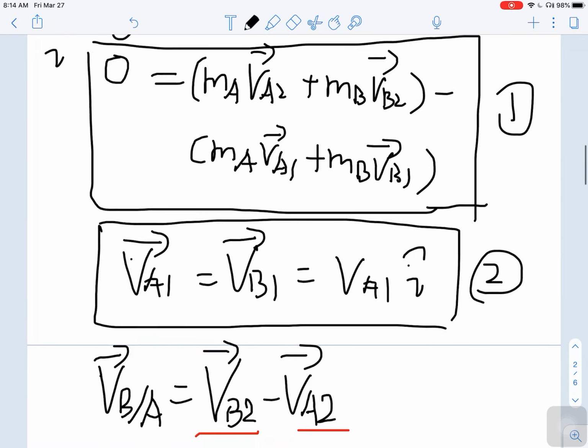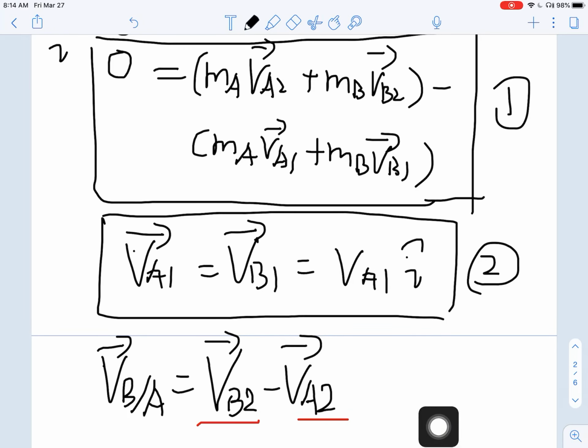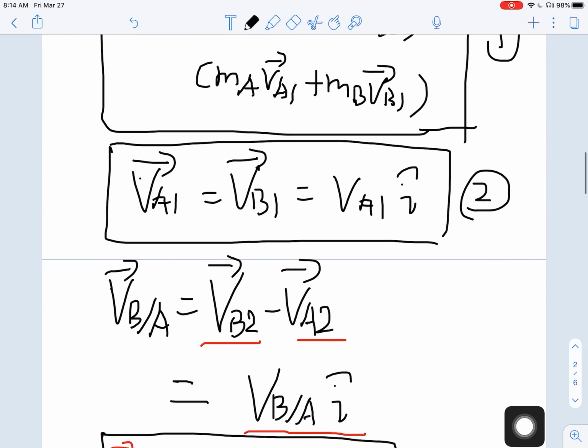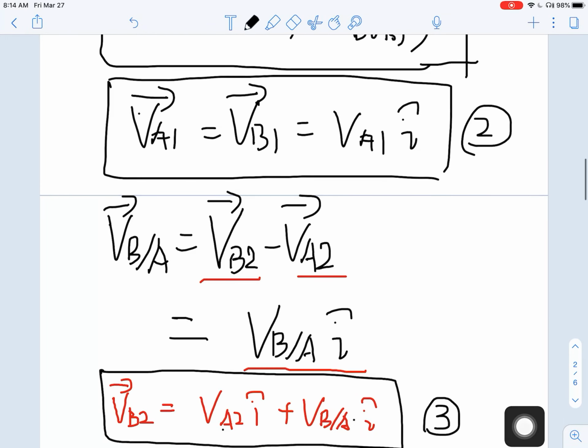The third equation is from the wrench. The wrench is running at the velocity of VB/A. From kinematics, we learned the relative velocity can be written as VB/A equals VB minus VA, right? And we can write VB in terms of VA and VB/A. So VB equals VA I plus VB/A I. That will give us the third equation.